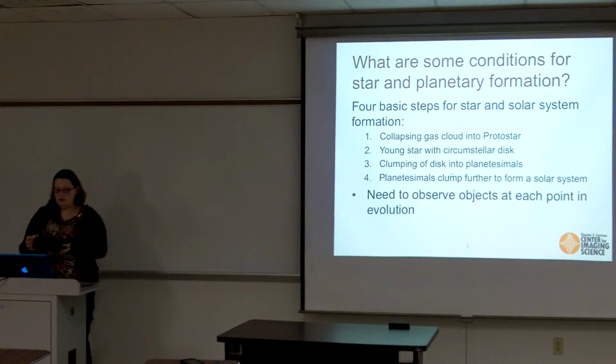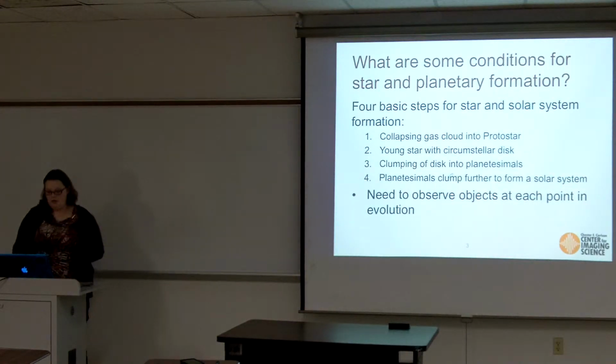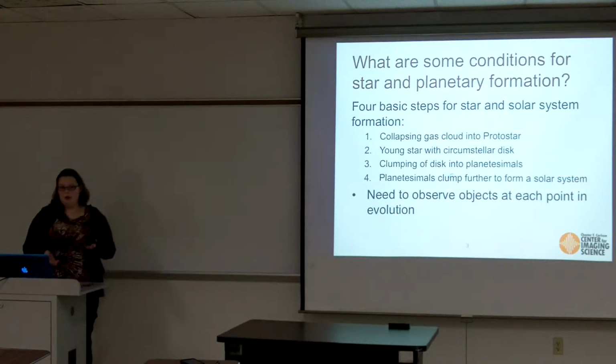And then that dust starts clumping into little planetesimals. And then you get what's called a debris disk, and those clumps turn into kind of what we think of as the modern day solar system. So in order to answer this, we would basically need to observe objects in each stage of this evolution.